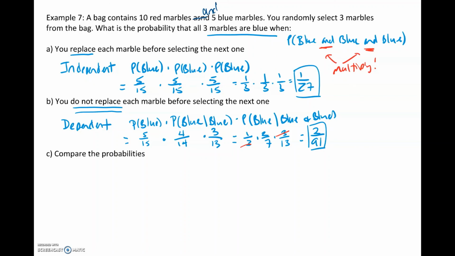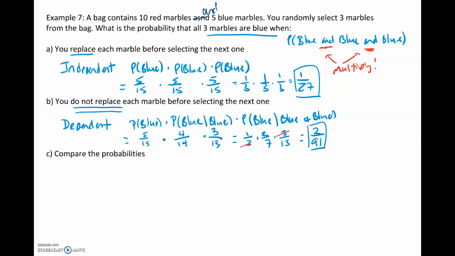Okay. Now, please be aware, do you always have to subtract from the numerator? No, it depends. So if I was looking for blue first, take one out and don't replace it, and then red, then I would do 5/15 times 10/14 because there's still 10 red left of the remaining 14. Okay, so just read through the situation carefully.